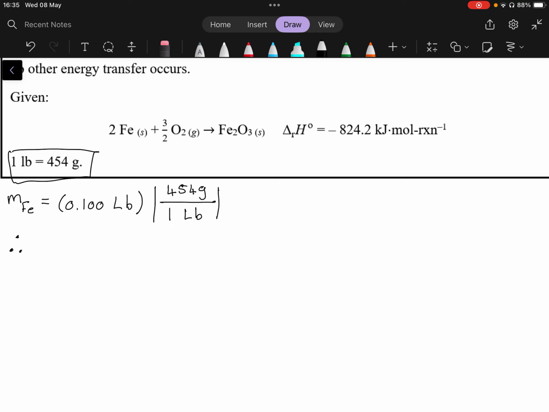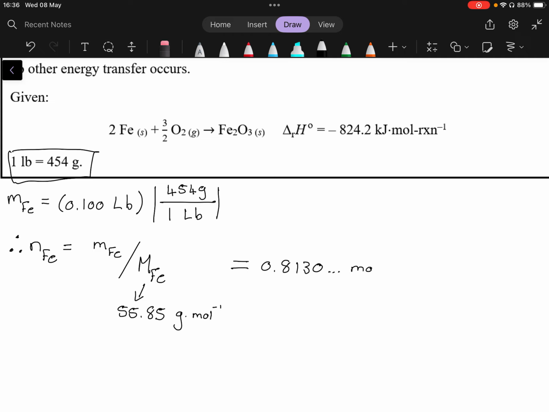From that we can then get the number of moles. So the number of moles of iron is going to be equal to the mass of the iron divided by the molar mass of the iron. And the molar mass of iron is 55.85 gram per mole. That then gives us 0.8130 mole iron.